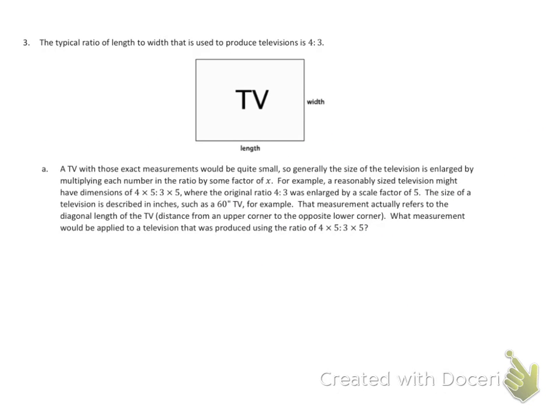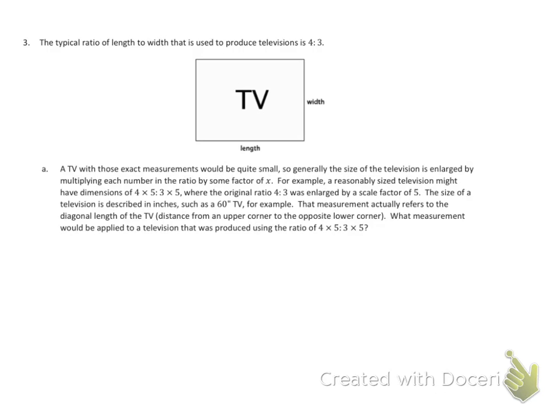Okay, so we're on 3. This has to do with TV ratios. The typical ratio of length to width that is used to produce televisions is 4:3, length to width. Just so you know, TVs are sold by their diagonal measure. So if you get a 52-inch TV, that means it's 52 inches from corner to corner. So it's not the length or the width. A TV with those exact measurements would be quite small.